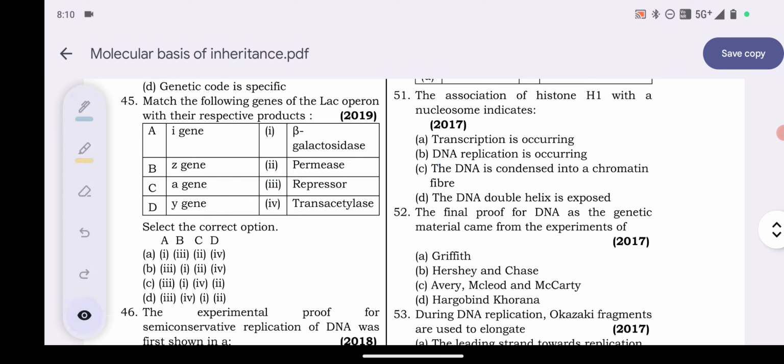52. The final proof for DNA as genetic material came from the experiments of... This question was repeatedly asked. What will the answer be? Hershey and Chase.